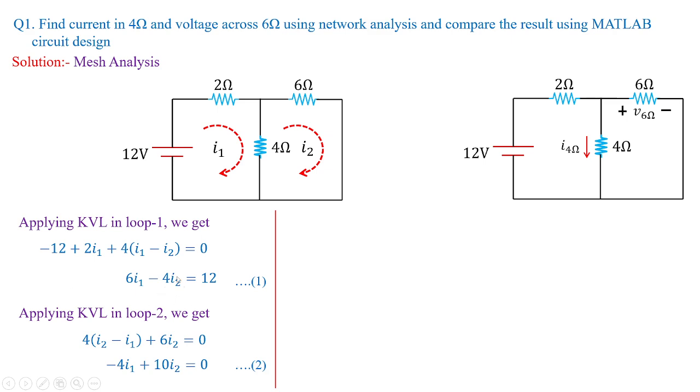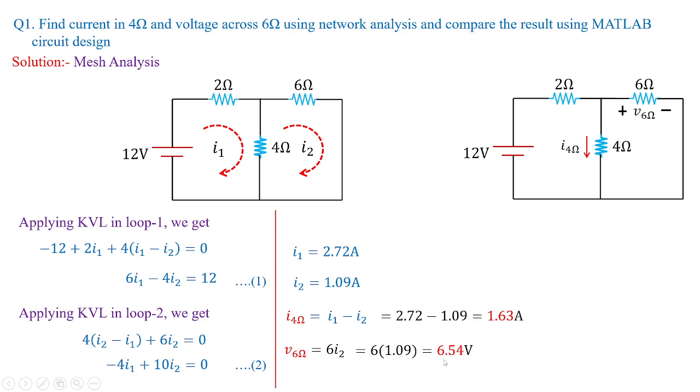After normal calculations, you can get the value of I1 as 2.72 amperes and I2 equal to 1.09 amperes. Overall, we need the value of current in 4 ohms. The difference of the loop currents, I1 minus I2, gives the branch current I4 ohms as 1.63 amperes. Then we need the voltage across 6 ohms, which is 6 multiplied by I2, giving 6.54 volts.